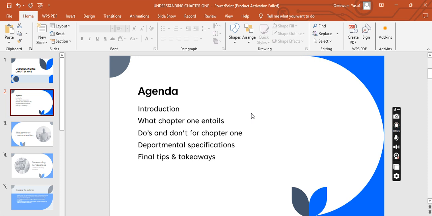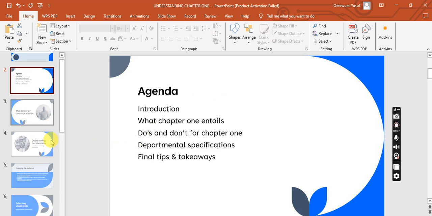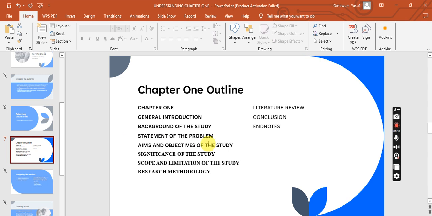So when you talk about the do's and don'ts of chapter 1, what does this entail? Chapter 1 has an outline. Various departments have their various forms of research writing: the project for the undergraduate, the dissertation for the masters, and the thesis for the PhD. Everybody has chapter 1, but various departments have various ways in which they carry out their chapter 1 writing.